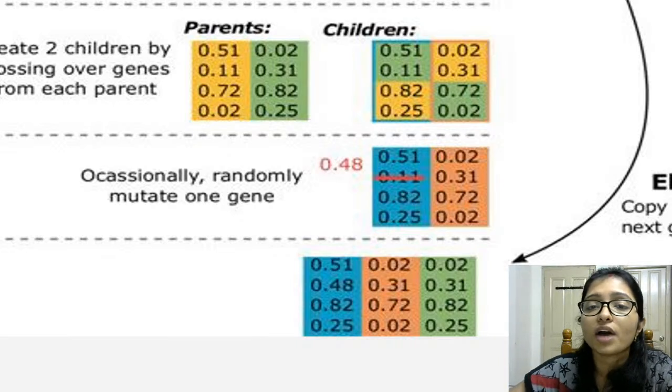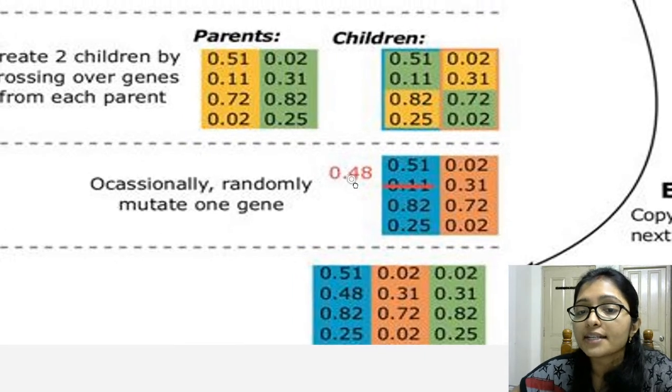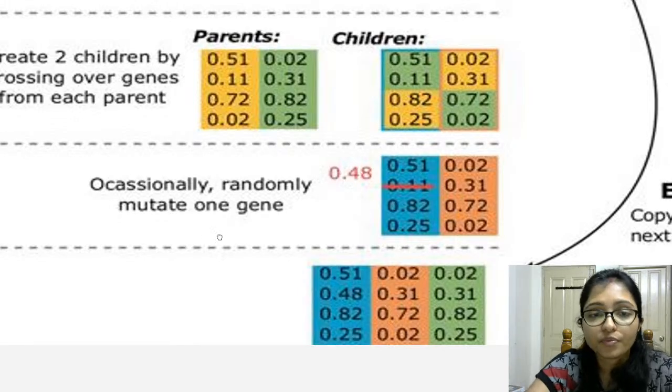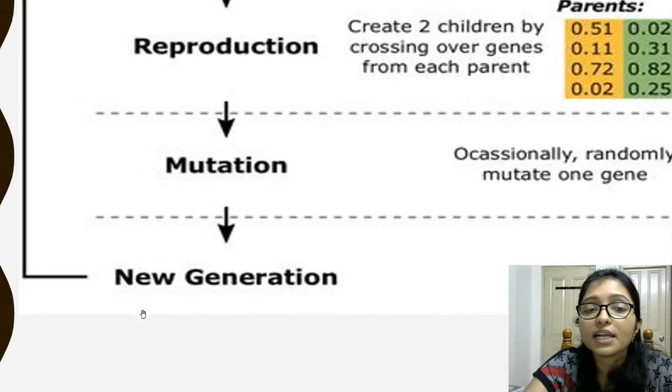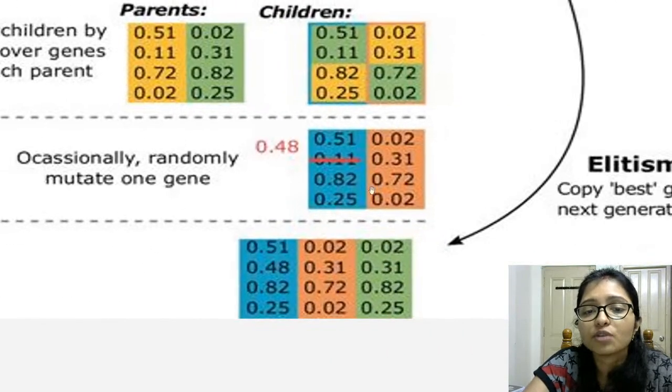That 0.1, you can see the value, that 0.1 is changed to 0.48, right? So mutation is done now. After the mutation, the new generation is created. How is the new generation created? This is the new generation. The value is mutated here to 0.48.